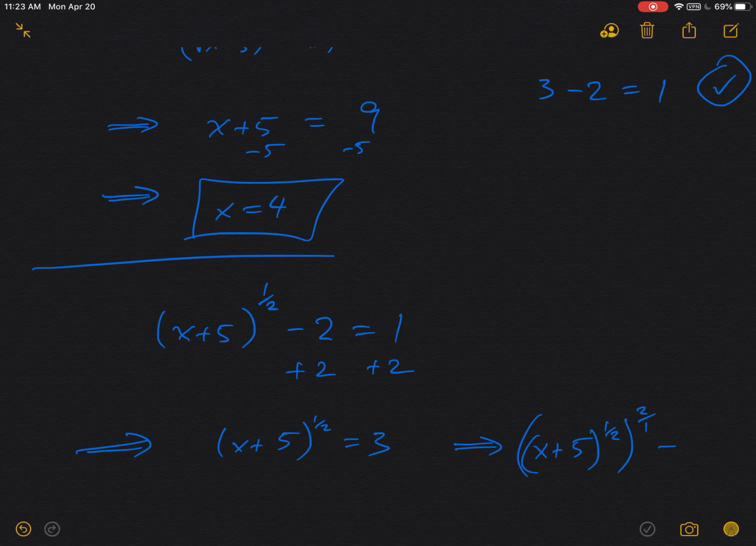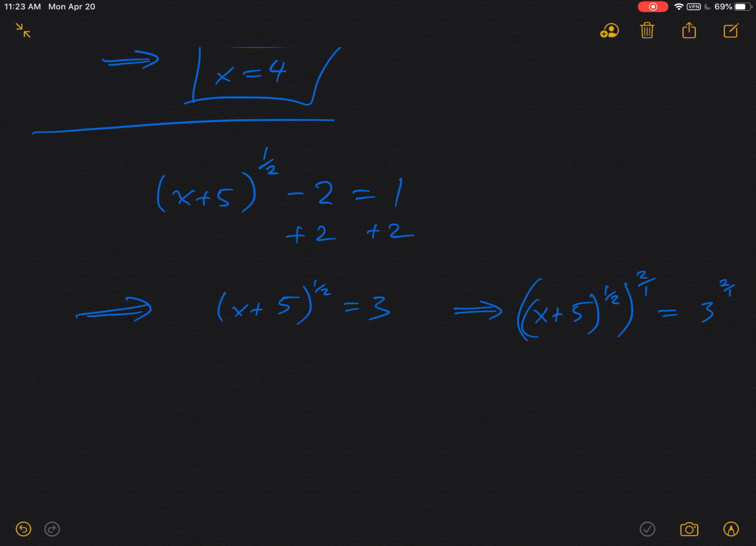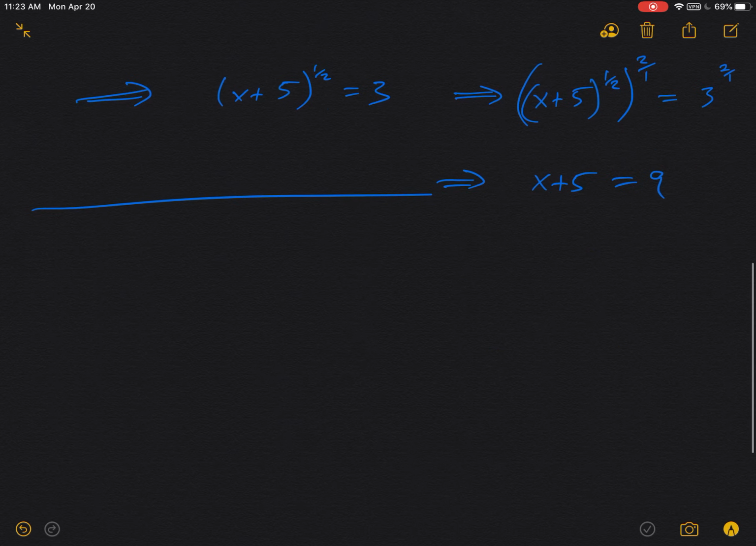So then I would just end up getting x plus 5 on the left side. Similarly, over here, I would have 3 to the 2/1 power. So that's just sort of a fancy way of rewriting what we did above in terms of this reciprocal power. But either way, we end up getting the same equation that we did before. We would get x plus 5 is equal to 9.